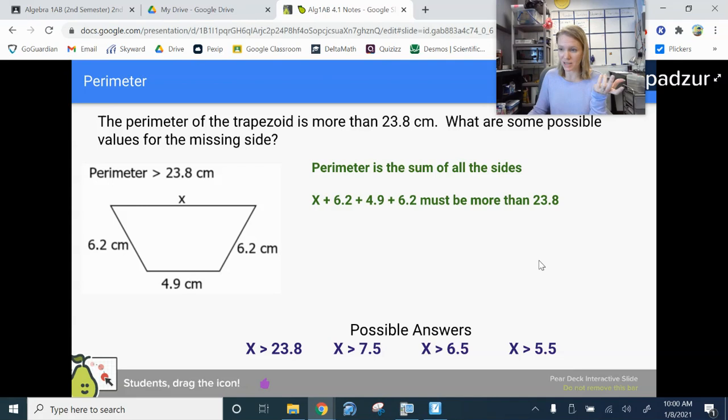So let's turn this into an inequality. If I have x, 6.2, 4.9, 6.2, I'm going to combine like terms and make that 17.3. So here's my inequality. From there, what do you guys think the possible answer for x is? Is it 23.8? Is it 7.5? Is it 6.5? Is it 5.5? If you were to solve this, what would you get for x?